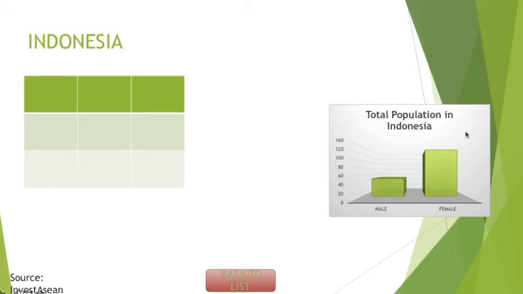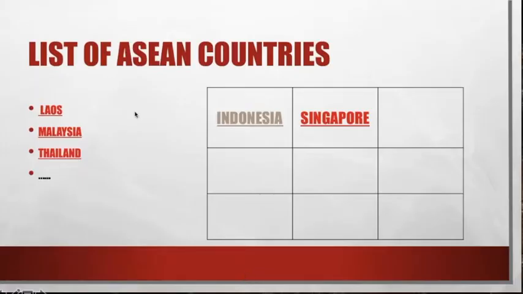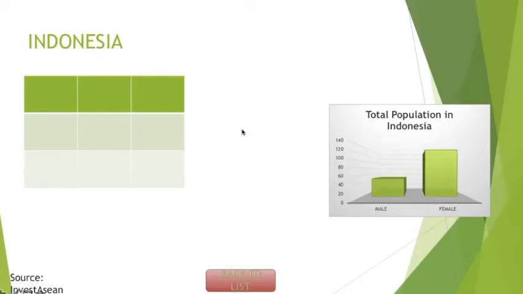Again remember, this is not the real number, this is a fake number. So this is the chart, and this is the table that you can use. And here I put a button. The button is used to go back to the list. For example, when I click this, it goes to the list again. I click Indonesia again.